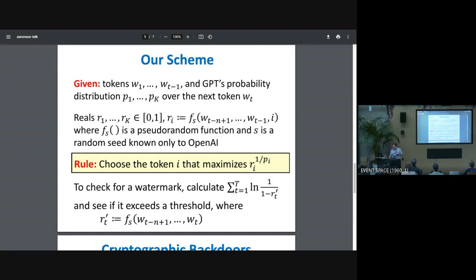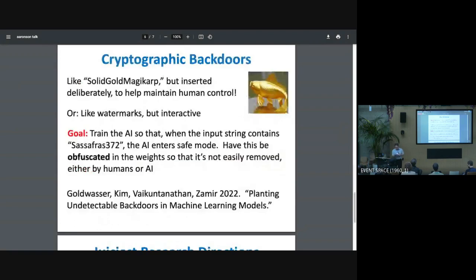Okay, now, a completely different way of using cryptography for AI alignment would be to insert a cryptographic backdoor into an ML model at training time, which a human could use later to control the model or unmask it. Kind of like solid gold magikarp, except now deliberately inserted. Incidentally, I really think the alignment community should institute a solid gold magikarp award for the best attack against an ML model. Have a trophy that looks like that with that DALL-E image. Doesn't really have to be solid gold, I guess.